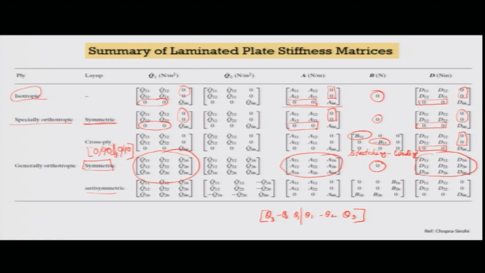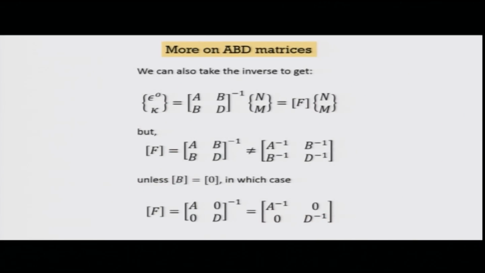If however, I go for generally orthotropic antisymmetric, then we are going to see that once again the stretching bending coupling is back here, although some terms are 0, but it is back there, and because of antisymmetry once again we are losing the coupling between normal and shear strains, normal stress shear strain or shear stress normal strain coupling, we will be losing that. Also the moment we lose that, we will also be losing bending and torsion coupling, those terms will be 0. So, this gives us a summary of the various laminated plate stiffness matrices.